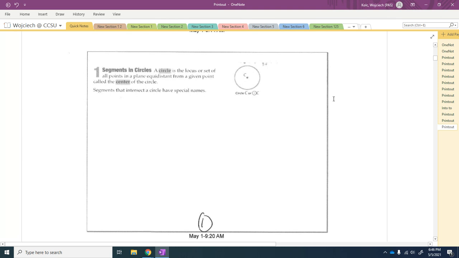A circle is the locus or set of all points in a plane equidistant from a given point called center. So on this picture, this is your center, and the circle is the points around the circle that are the same distance. Okay, so we call this circle C, or you could just draw a circle, put a center, and call this C. That's how we name circles.